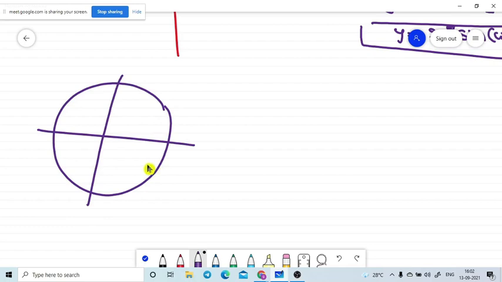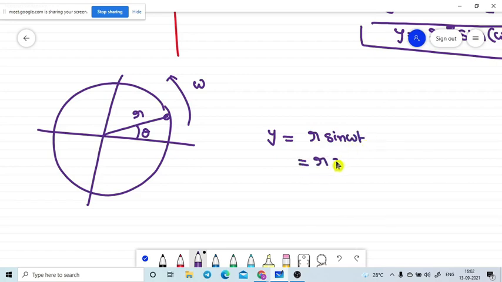Before dealing with the velocity, we need to take some more cases. This is the particle, where the radius is r. The angular velocity of the particle is omega in the anticlockwise direction. In this case, the angle is theta, and the displacement of the particle is y equal to r sin omega t. Otherwise, we can simply write r sin theta. This is the formula. Now our goal is to find where the particle has the maximum displacement and where it has the minimum displacement.